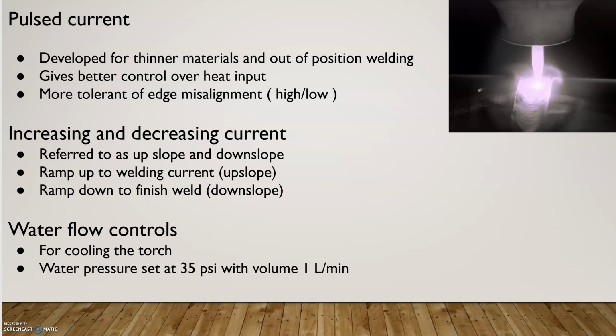Page 9, figure 8 shows a pulse current diagram. Pulse current gives better control over heat and was developed for welding thin materials out of position. Increasing and decreasing current as you start or finish a weld is called upslope and downslope. Upslope helps to control a start of a weld, and downslope helps to eliminate hot spots that result in fisheyes or craters when you finish your weld.